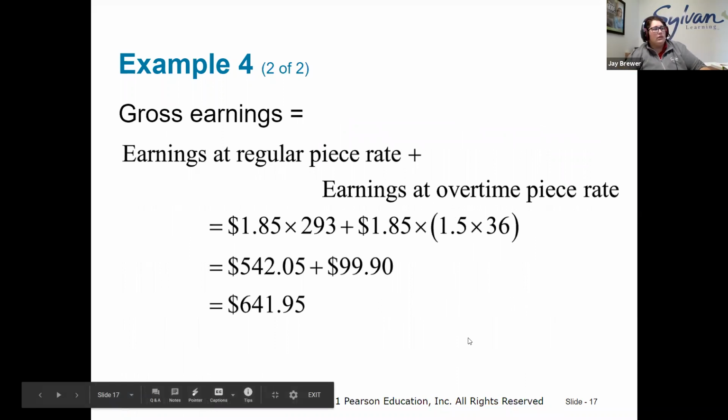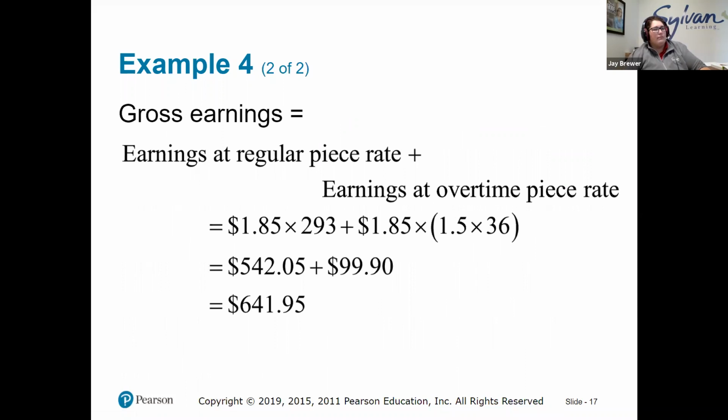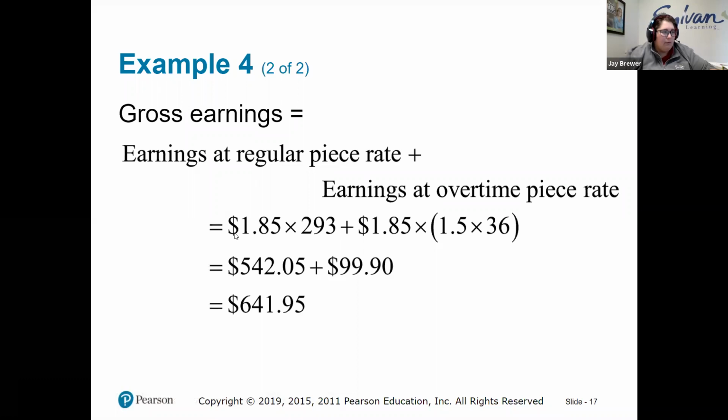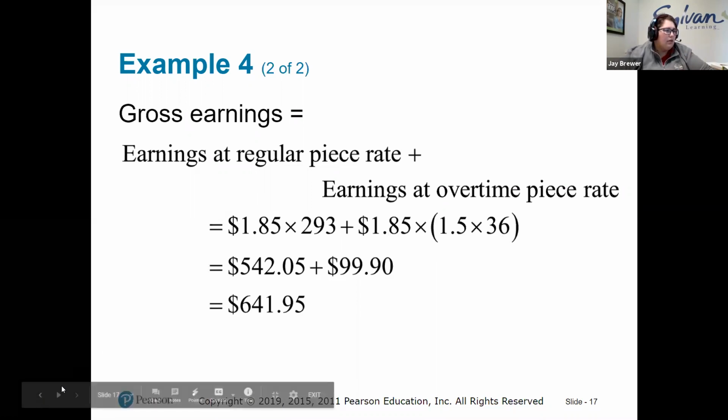Gross earnings equals earnings at regular piece rate plus earnings at overtime piece rate. So what we took from John's statement is that the first 293 pieces, he's getting paid at his regular rate, $1.85. Once he hits into his overtime, he is making the $1.85 times 1.5 times the 36 pieces that he went over. How did they tell us that?